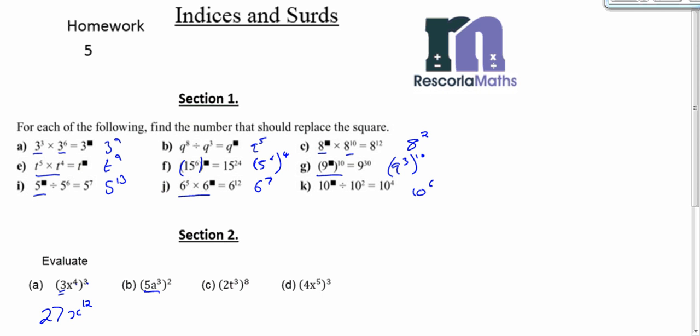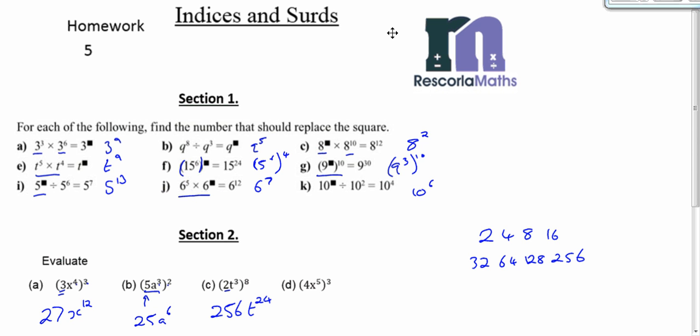Next one. We've got 5a cubed squared. So that's going to be this thing here squared. So that's going to be 25. Then we multiply the powers. So it's going to be a to the power of 6. Now, 2 to the power of 8 is 2 times 2 is 4. Times 2 is 8, times 2 is 16, times 2 is 32, times 2 is 64, times 2 is 128, times 2 is 256. So 2 to the power of 8 is going to be 256, and then you multiply the powers, that's going to be t to the power of 24.